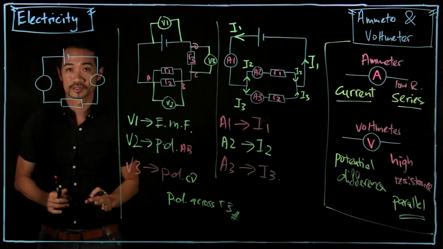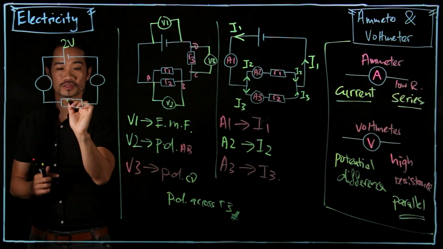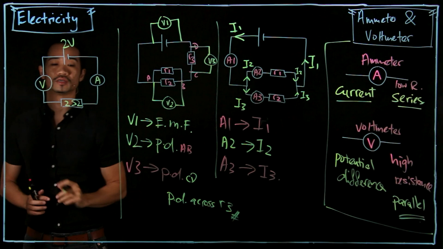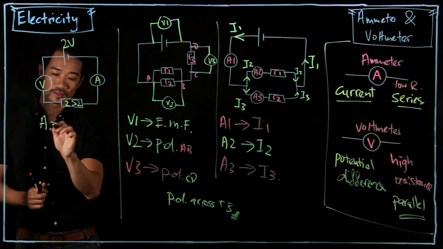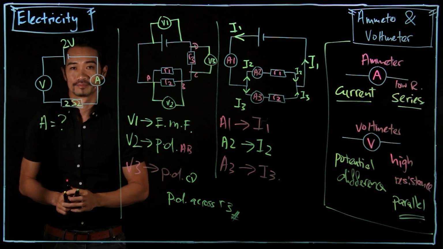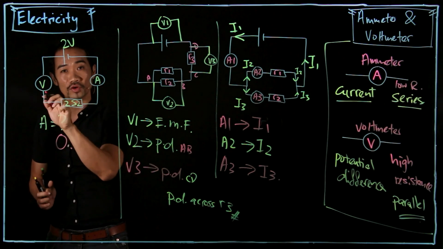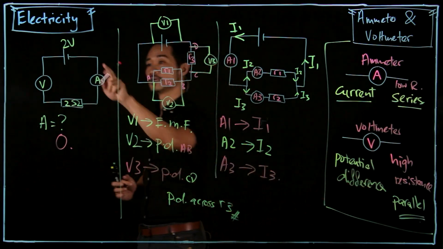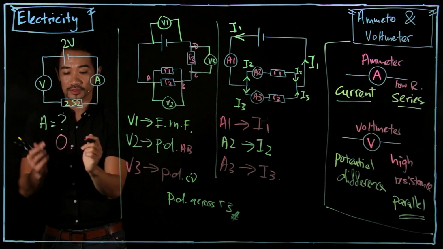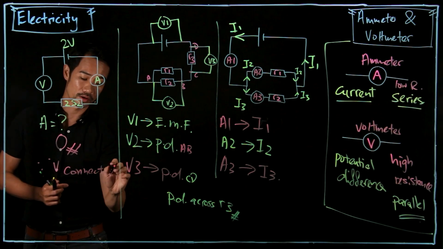Last question, and we are done. Let's say this is a 2-volt battery, and let's give this a 2 ohm resistor, and I have an ammeter here, and I have a voltmeter here. The question is, what will be the reading on the ammeter by using this setup? Yes, the answer is 0. How do I know? Because the voltmeter has very high resistance. No current is going to flow through. So the ammeter is going to detect 0 current because the voltmeter is connected wrongly.